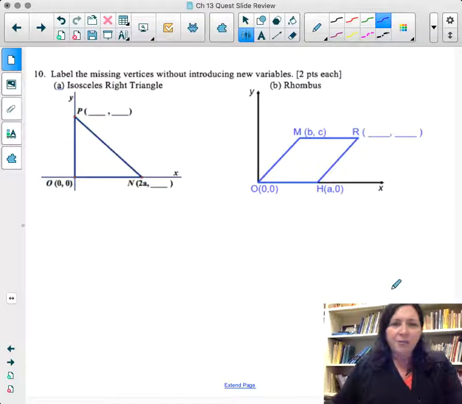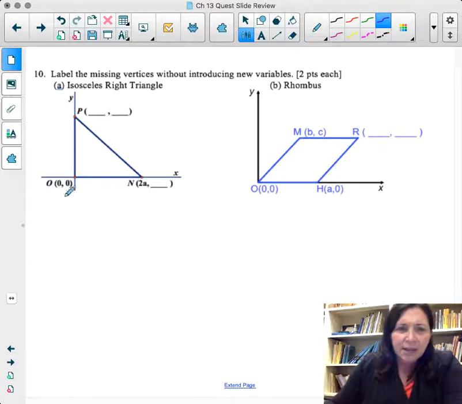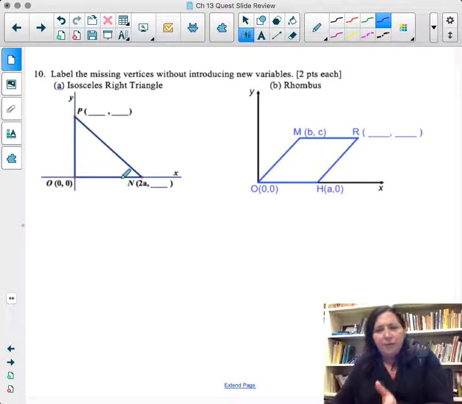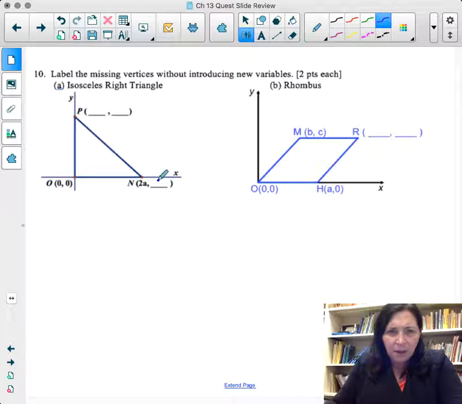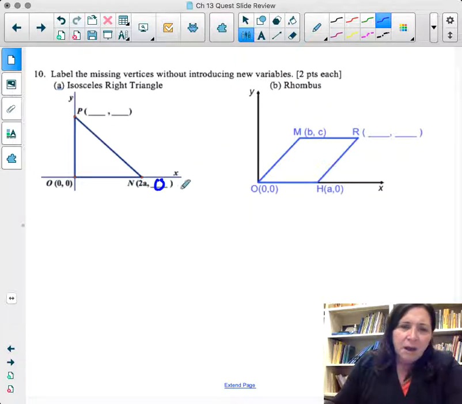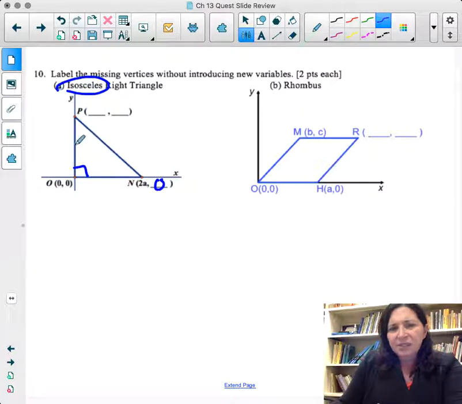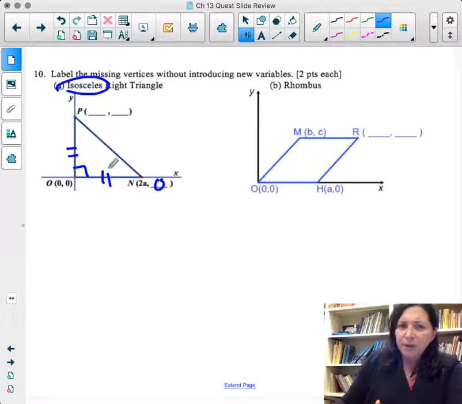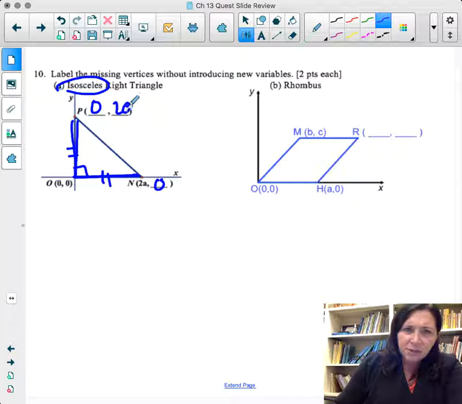Okay, cool. So then we have label the missing vertices without introducing a new variable. It looks like here, this is 0, 0, and this is 2a, but remember you go over and then up. How far am I going up? I'm not going up at all, I'm going up 0. This one says it's an isosceles right triangle. What that means is if it's isosceles, these two sides are going to be congruent, which means this distance right here has to be the same as this here. So if this goes over 2a, then this is going to go up 0, 2a.